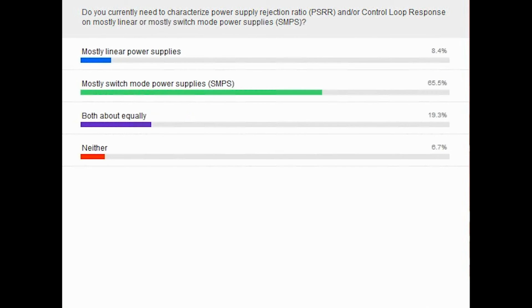And mostly switch mode power supplies. That tells us we need to do a little bit of work, see if we can improve this. I think we can. So thanks for that information.